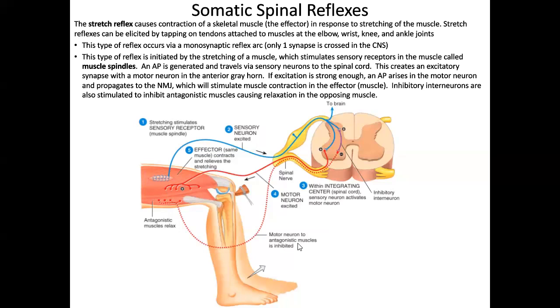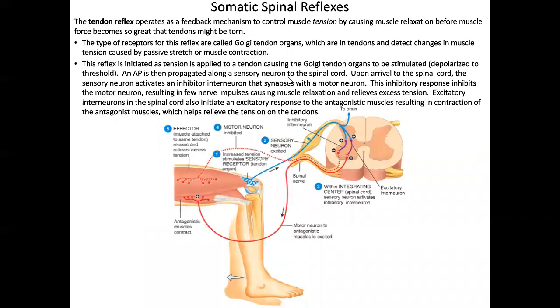Okay. We call this type of reflex a monosynaptic reflex arc because it only involves one synapse crossing the central nervous system, okay, which is really not that big of a deal, nor is all this information. That's why I didn't really read it all. The main thing you want to focus on is just the definition up here at the top and what's happening. Also make sure you know that muscle spindles are the receptors, in this case, for a stretch reflex. Now, the exact opposite of that reflex is what we call the tendon reflex.